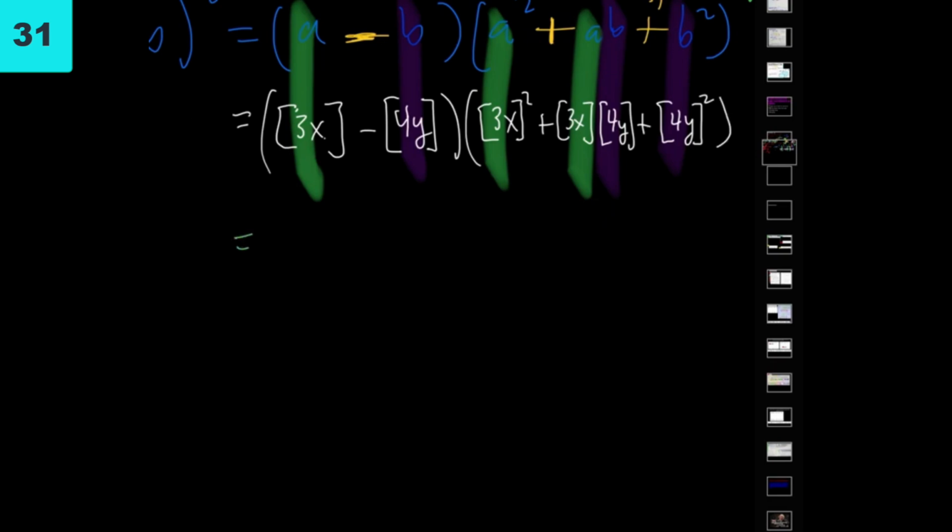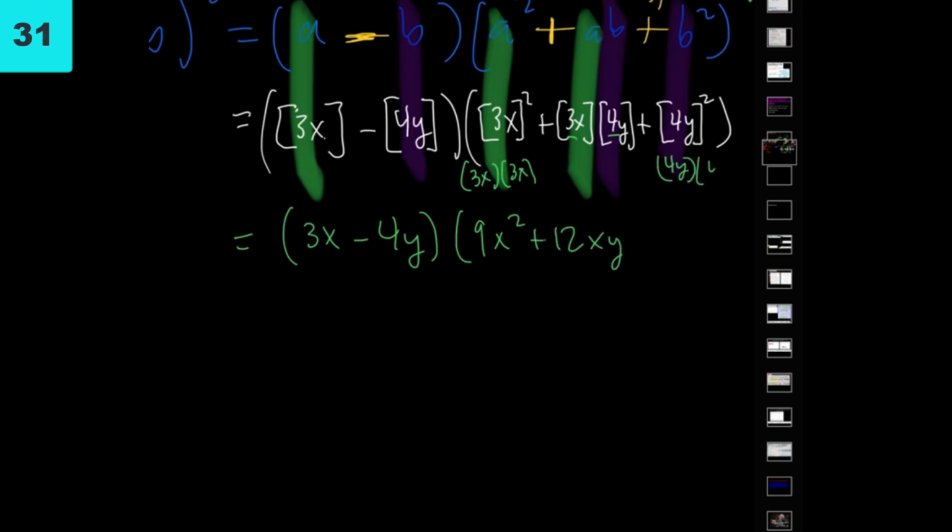All right, let's just go clean this up now. We have 3x minus 4y. And 3x squared times 3x is 9x squared. 3 times 4 is 12, and x times y is just xy. And then 4y times 4y is going to be 16y squared.